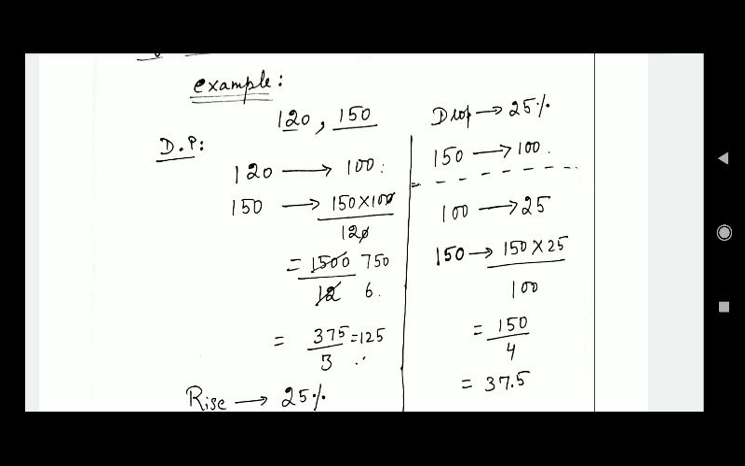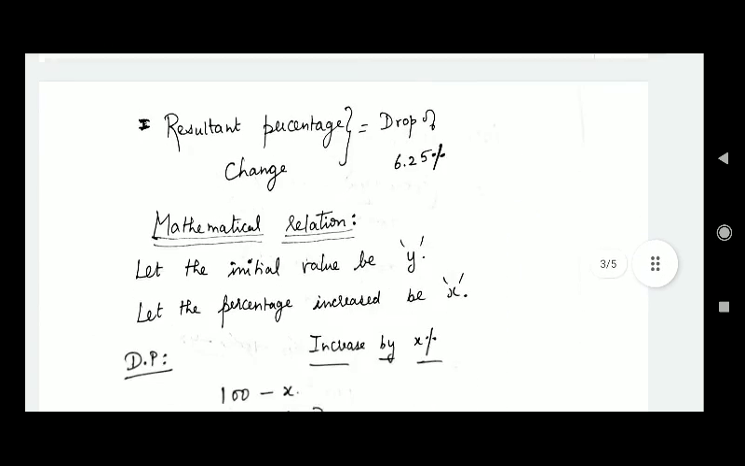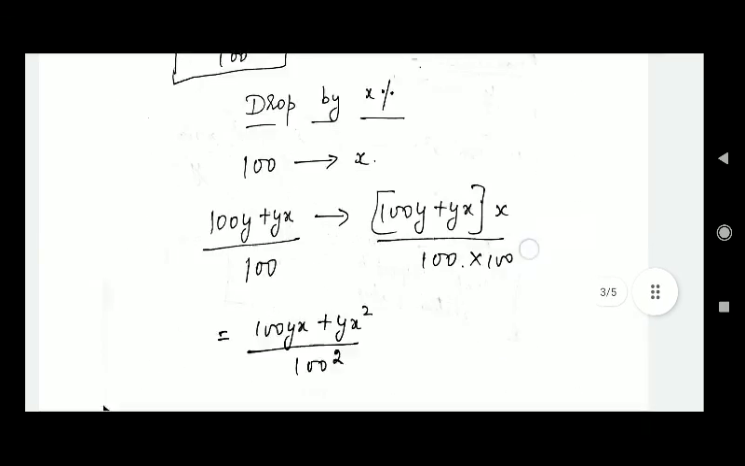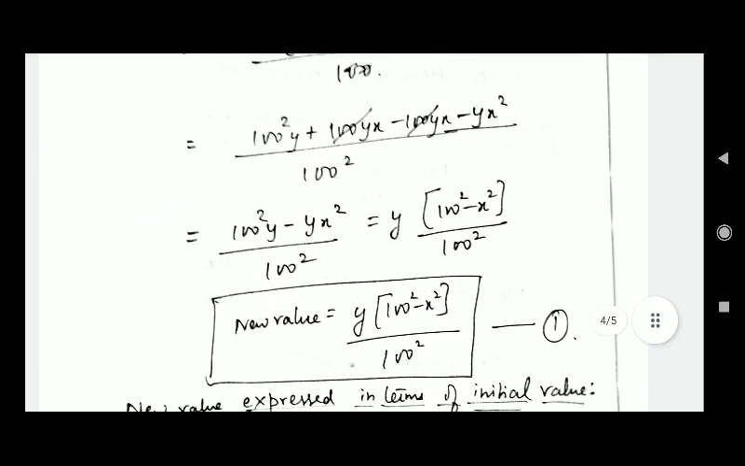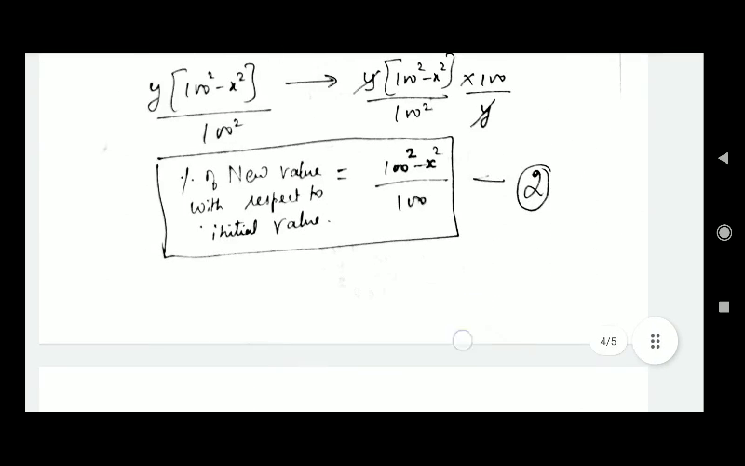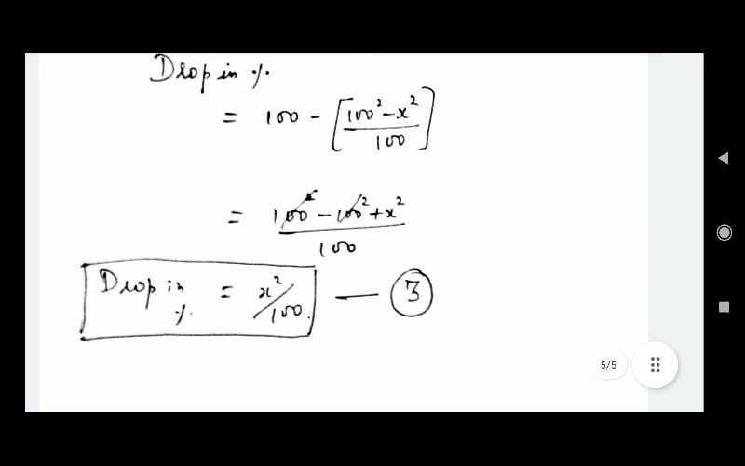So all these three formulas, namely given by equation 1, 2 and 3, all these three will be quite useful for the percentages calculation in competitive exams.